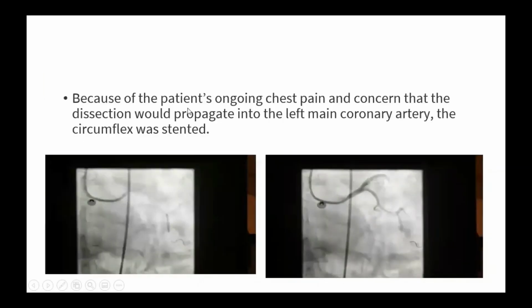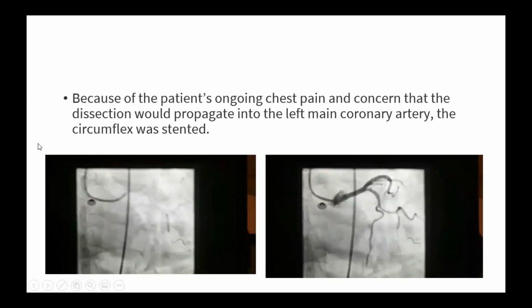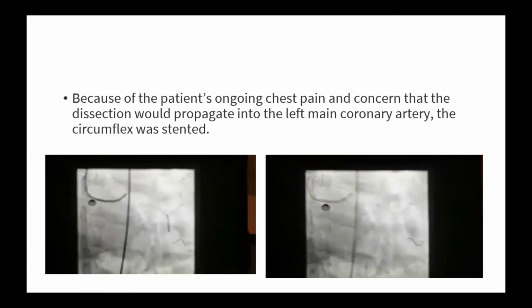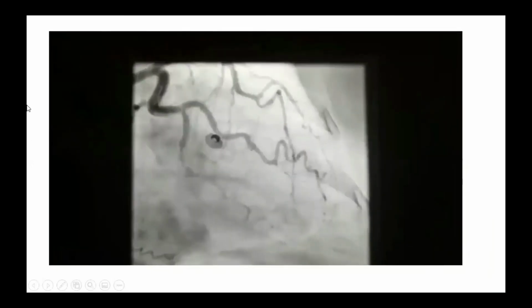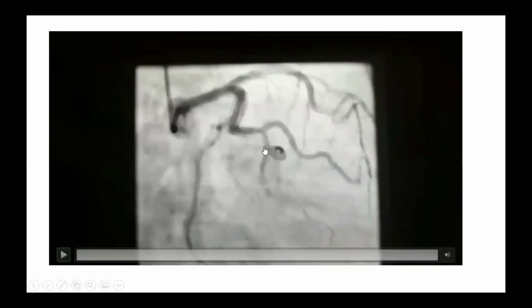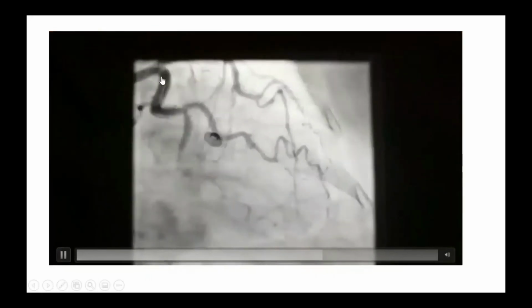Now, because of the patient's ongoing chest pain, we were concerned that the dissection would propagate into the left main coronary. The circumflex was stented. Okay. You can see it here. But what is this one? Also, there is a dissection before the wave. But where is it now propagating? That is very clear. This is the CFX, so proximal CFX. Actually, there is propagation of the dissection. Yes, there is the flap.